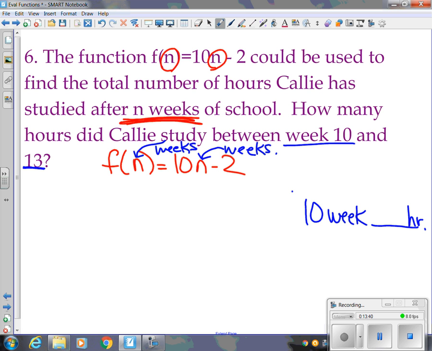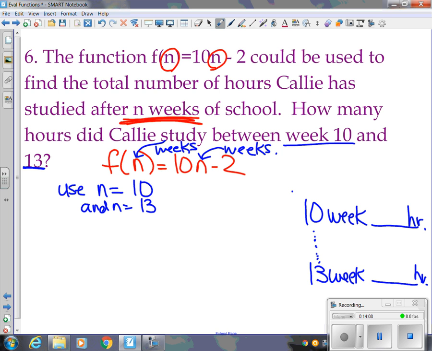And if we let 11 weeks go by, 12 weeks go by, when we got to the 13th week and we calculate how many hours she'd worked, could we figure out the difference? How many hours did she work between this week and this week? We could. So what we need is to use an n of 10 and an n of 13. So I need to do the function with a 10 in it first. Let's do a function with 10 in it. 10 times 10 minus 2.